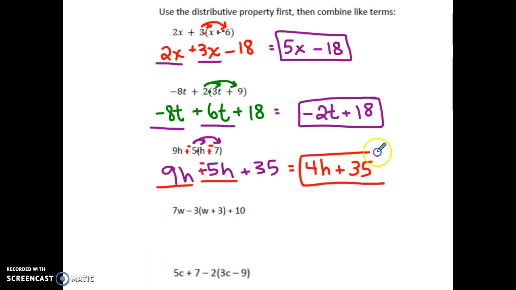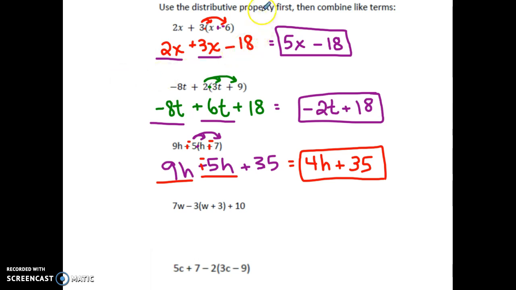So, now that we've gotten past that one, I'm going to need you to take a look at the remaining problems. I'm going to need you to try them. Always, always, always being careful of who's positive and who's negative. And then also making sure that you are distributing first. That has got to be done in all these problems before you can even think of combining like terms.